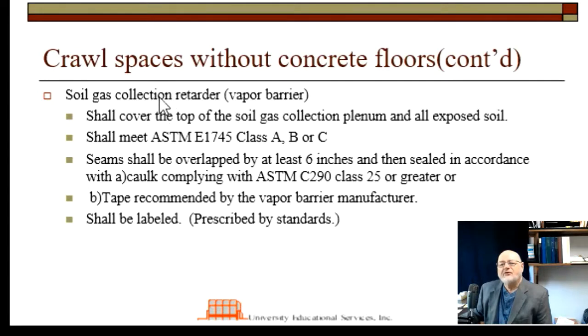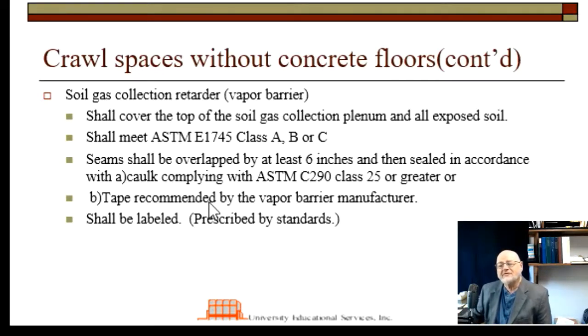And to go on a little bit further, we talk about the vapor barrier, and you'll notice the type of vapor barrier to be used has to meet these requirements, and really you won't have any trouble in meeting these requirements. You probably have that kind of rolls of plastic available. And as we've seen before, the seams will be overlapped by at least 6 inches and then sealed with a caulk, complying with this ASTM, and I'm sure you have that caulk. Or you can use tape to fasten the seams together. Tape recommended by the vapor barrier manufacturer.